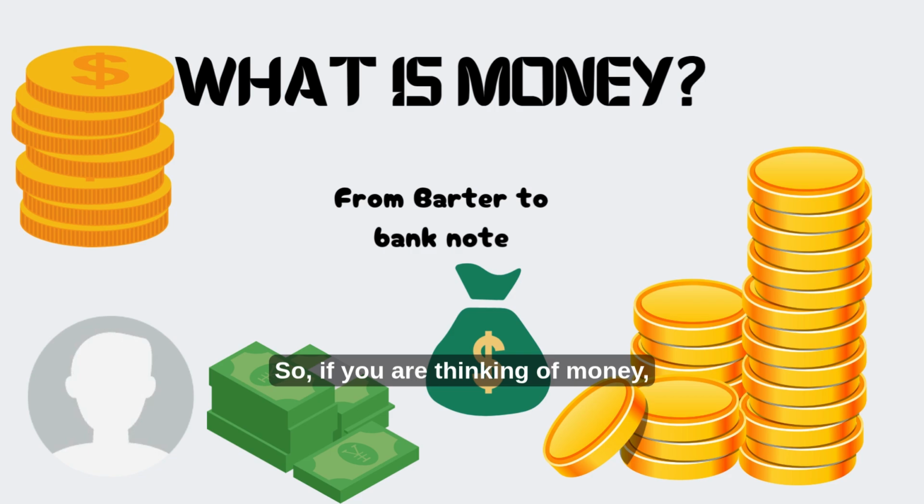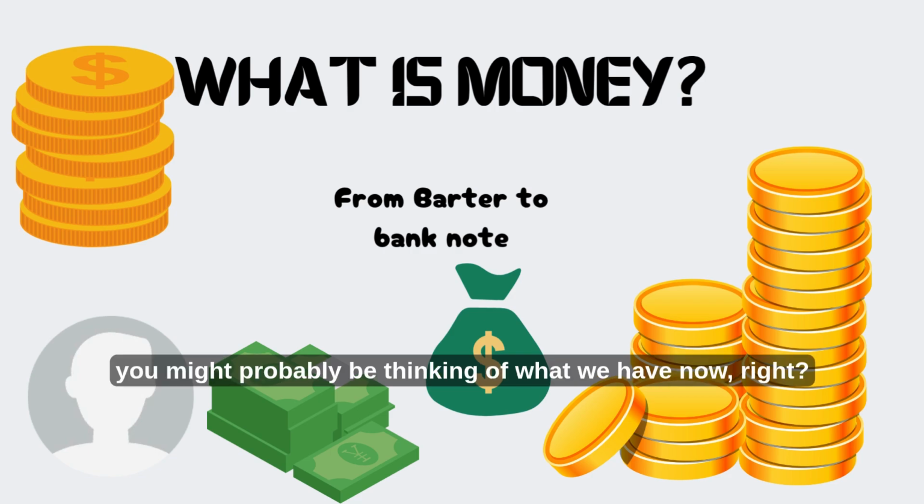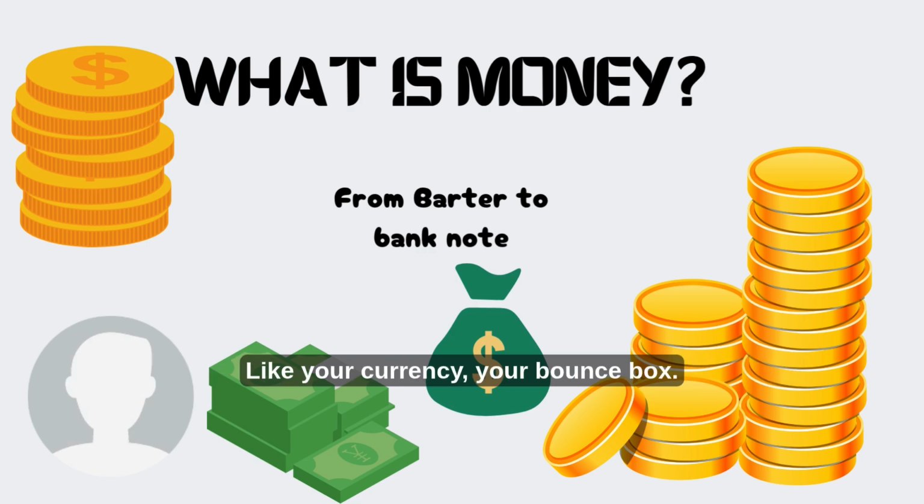So if you are thinking of money, you might probably be thinking of what we have now, like your currency, your pounds, but it goes way beyond that, because 100 years ago, what people regard as money is not what you regard as money now. Under this topic of what is money, we have a subtopic titled From Barter to Bank Note. After explaining what money is, a means of exchange, the legal tender that is accepted by everybody, let's go into what trade by barter is.